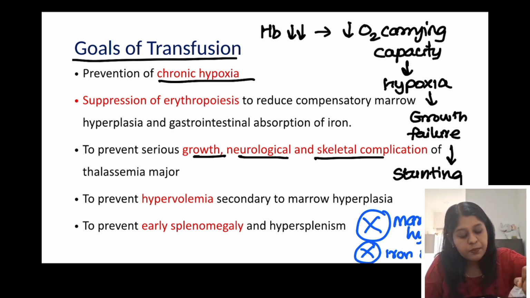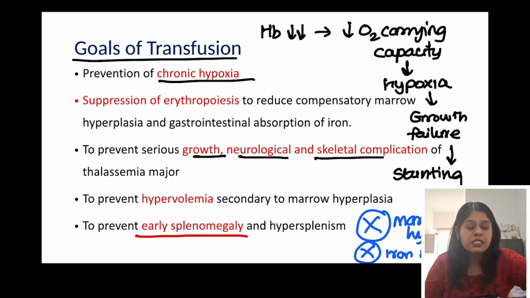To prevent hypervolemia secondary to marrow hyperplasia and also early splenomegaly and hypersplenism. Once the spleen grows beyond a size, like if it becomes a massive splenomegaly, then the child will have hypersplenism features. So we are going to transfuse at regular intervals to prevent hypersplenism.